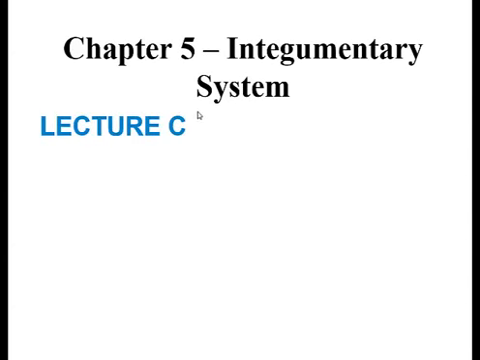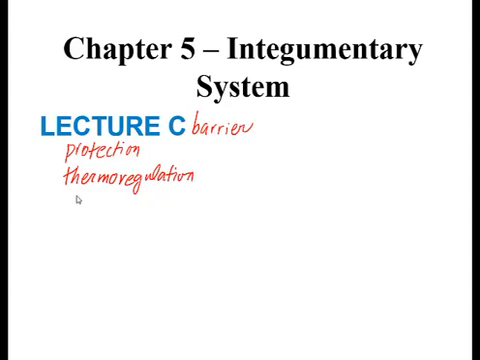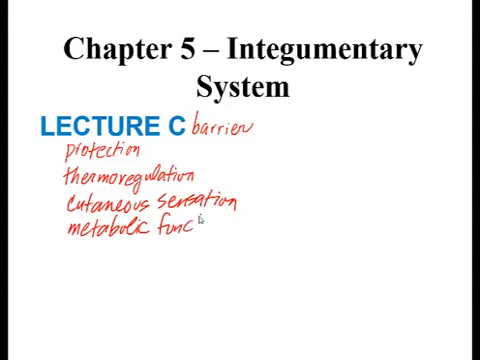The integumentary system is going to function as a barrier, but there are also other functions as well. Those are going to include protection. There is thermoregulation, the regulation of body temperature. There is cutaneous sensation. So this would be primarily by nerve receptors. There is metabolic function. This would be mainly the synthesis of vitamin D. And there is also blood reservoirs.